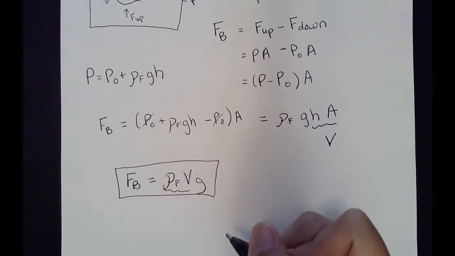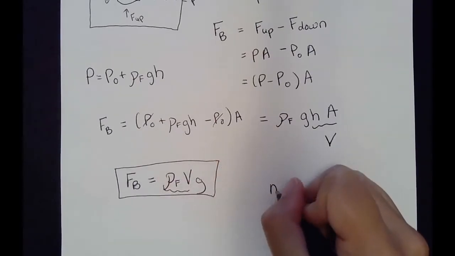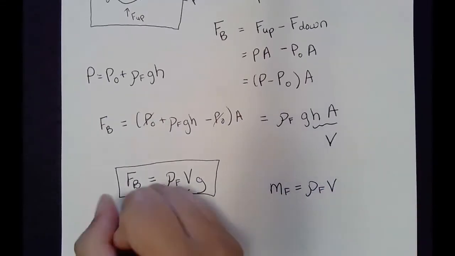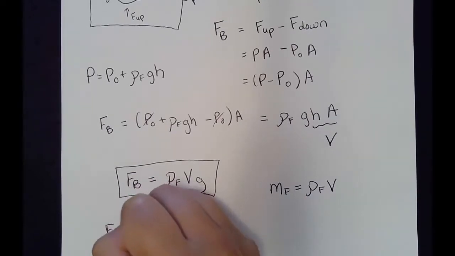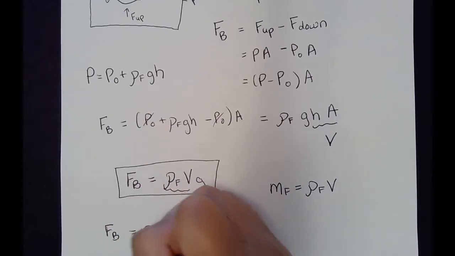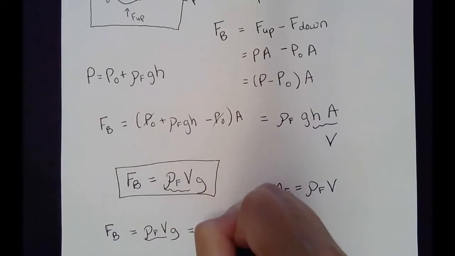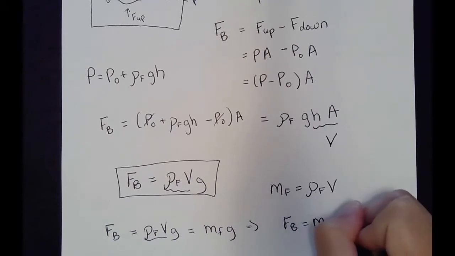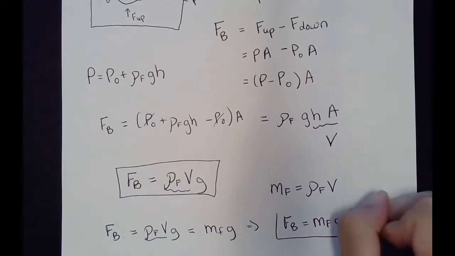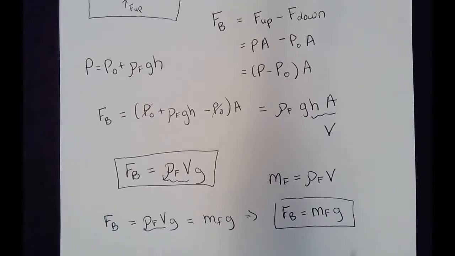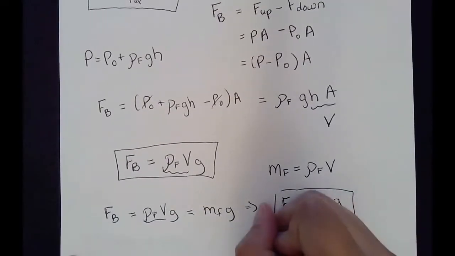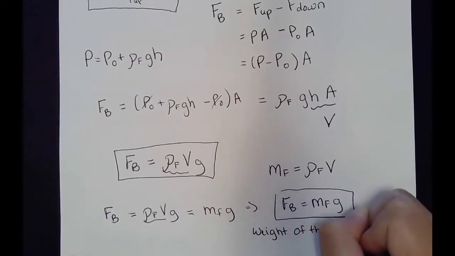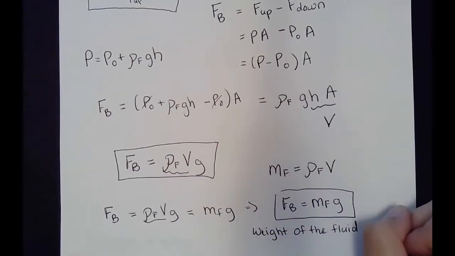I can replace ρ_F V by the mass. The mass of the fluid will be the density of the fluid times its volume. So I also have the buoyant force equal to ρ_F V g. Replacing that, it is m_F g. So Fb equals m_F g. And from here we can see that the buoyant force is equal to the weight of the fluid displaced. And this is actually Archimedes' principle.